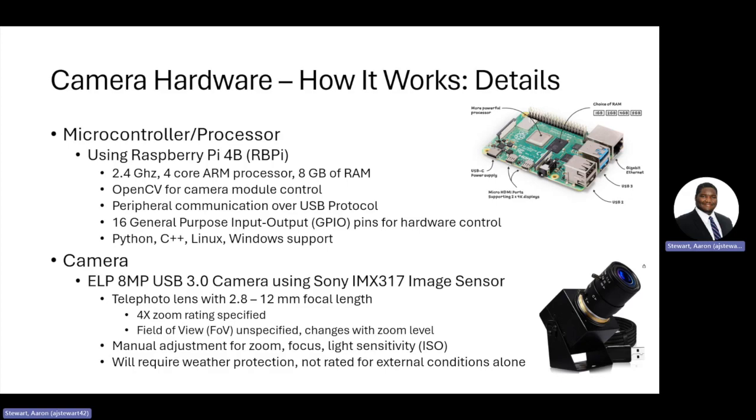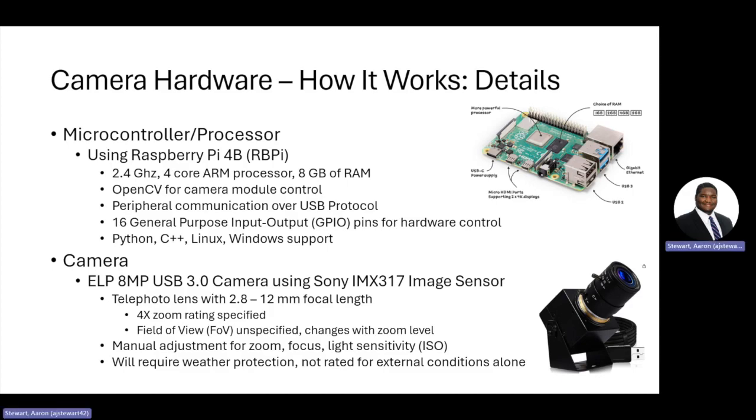So for this process, we're going to be using OpenCV for the camera module control, which will be covered at a later time. Peripheral communications can also be handled over the USB protocol. That can be set up through the Raspberry Pi software or through Linux or Windows, whatever you want to set up. And there's also 16 GPIO pins, which stands for General Purpose Input Output. And you can use those for your hardware controls, for sensors, for motors, for pretty much anything your heart desires, as long as it can be controlled by a digital pin or analog pin.